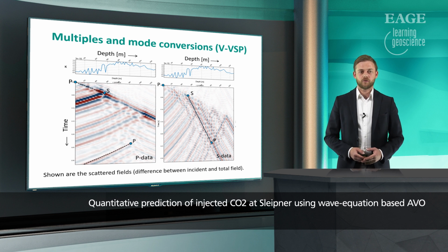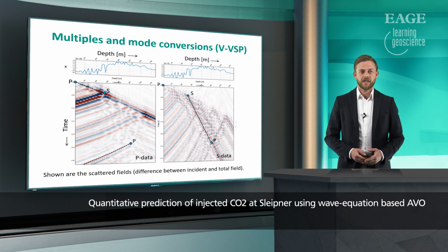And this is the result of inversion of real seismic field data, which makes it of special interest because it demonstrates, on one hand, that those effects are present in seismic data, but it also should be a motivation that they can be properly handled, and that is exactly what wave equation-based AVO inversion does for you.